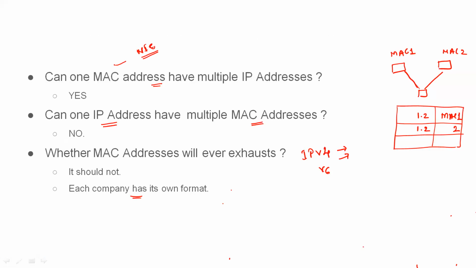Say I am one vendor and I start all my MAC addresses with K and something. You are another vendor and you start all your MAC addresses with I, for example. Like this, we have all possible combinations, and using permutation and combination we can come up with a lot of MAC addresses.